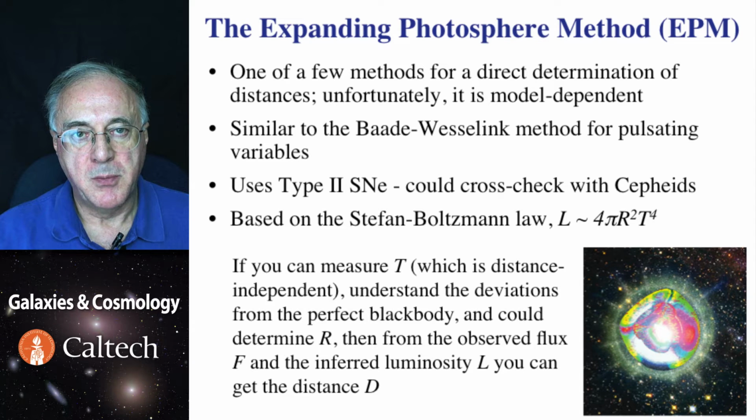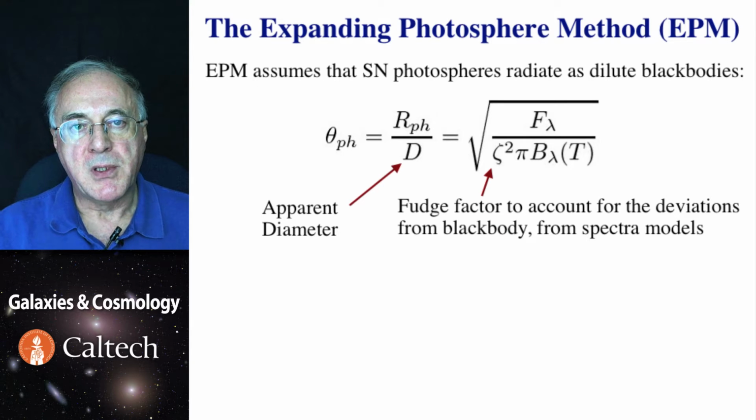The physical basis behind this method is that supernova photospheres will emit light in a way that's not too different from the black body radiation, according to the Stefan-Boltzmann law. So if you can measure temperature, and if you can measure the radius of the photosphere, then you can immediately derive luminosity. From the luminosity and the observed apparent brightness, you can find the distance. So this is how it works.